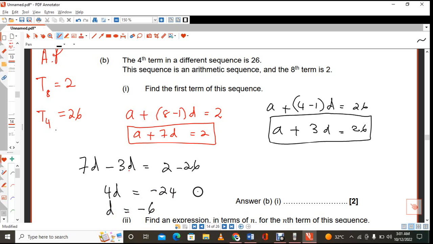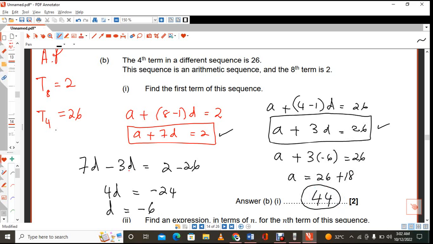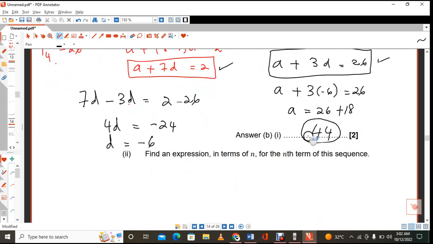So in order for us to find the first term of the sequence, now that I know what my d is, I can substitute in either one of this equation or that equation. So it's a plus 3 times negative 6 equals 26. Well, 3 times negative 6 is negative 18, and a will be 26 plus 18. Okay, so that gives me 44 for my first term. 18 coming from 3 times negative 6, and then you take it over.